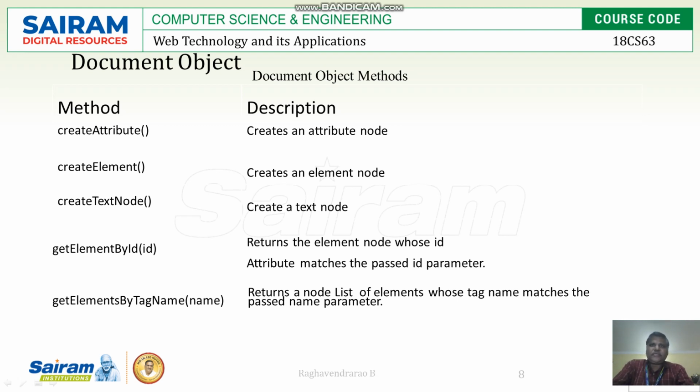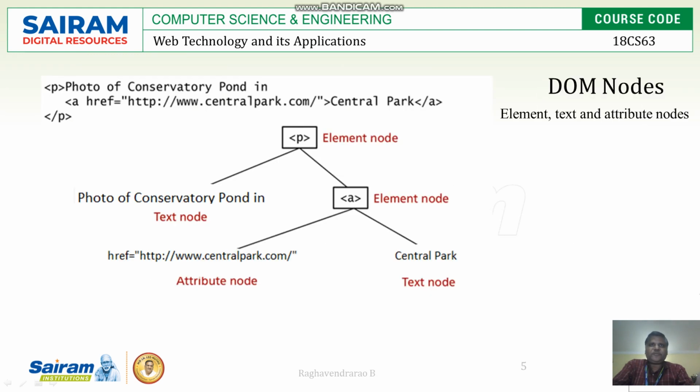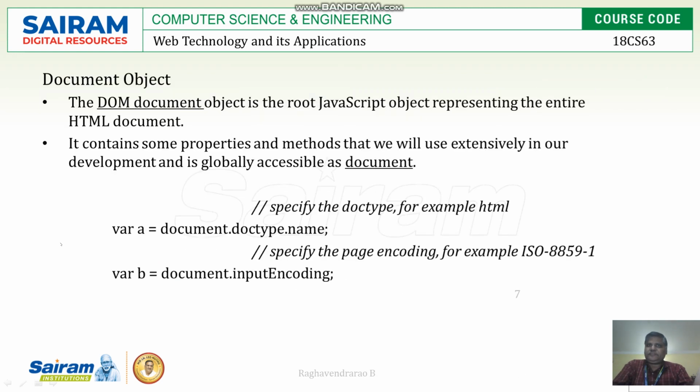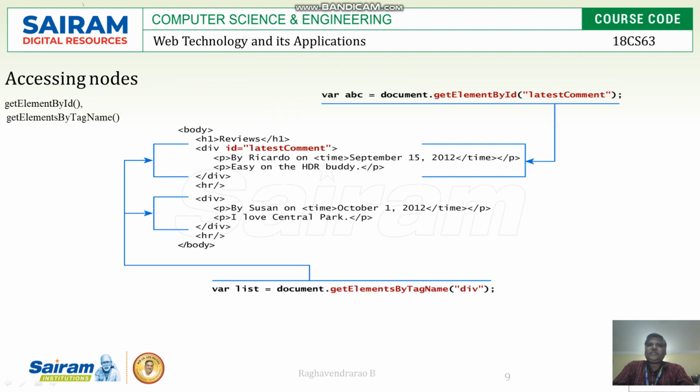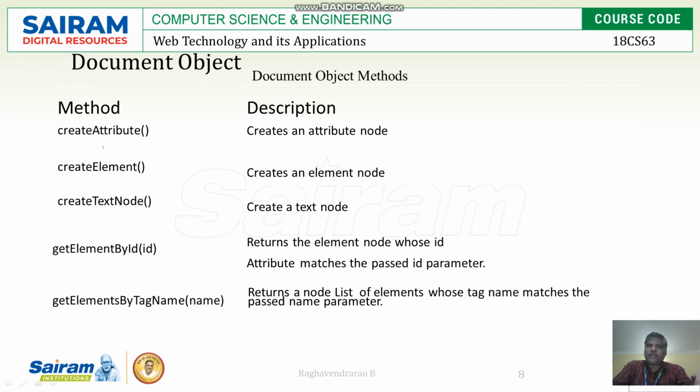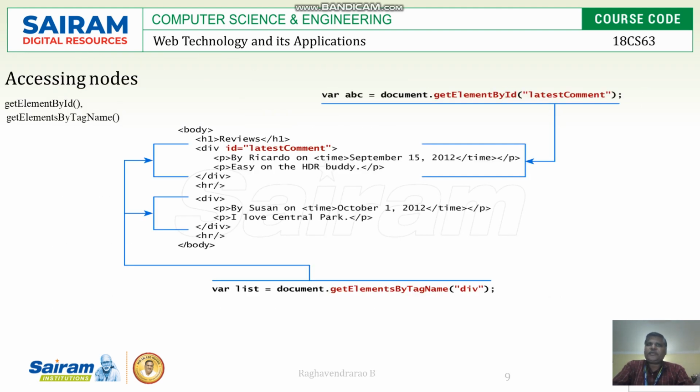Now here you can see an example I'll tell you. So here we just went through that, right? So we have seen, here element nodes are there, text nodes are there, attribute nodes are there. You are able to create these things. That's what it is saying. Attribute, element, text node, you are able to create it. Okay, this is how to access that. That is what these two things are saying: get element by ID and get element by tag name.